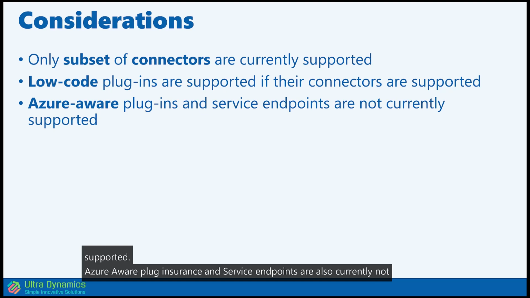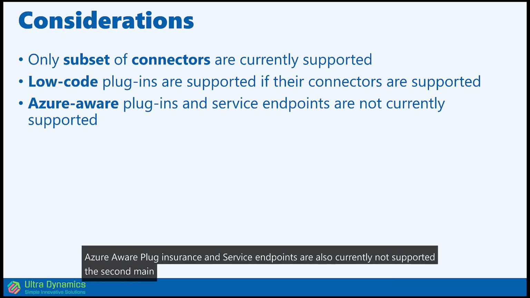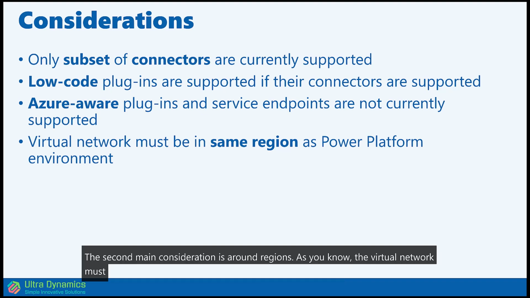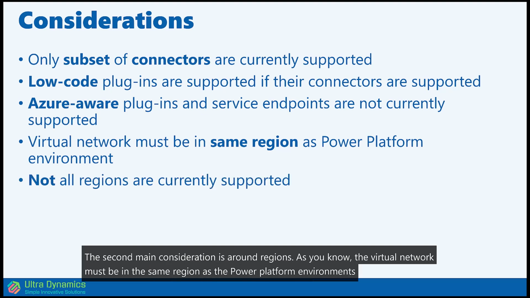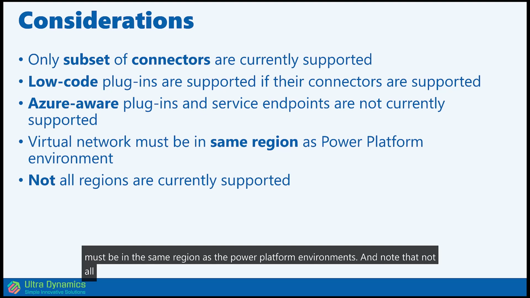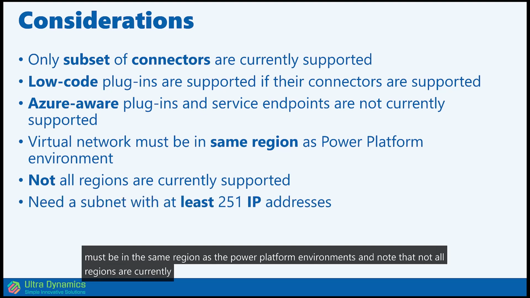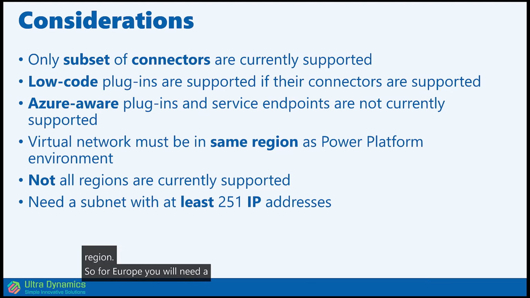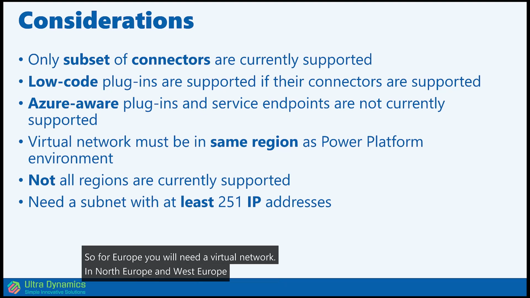The second main consideration is around regions. As you know, the virtual network must be in the same region as the Power Platform environment. And note that not all regions are currently supported. Also, you will need a virtual network in the same region pair. So for Europe, you will need a virtual network in North Europe and West Europe for redundancy.